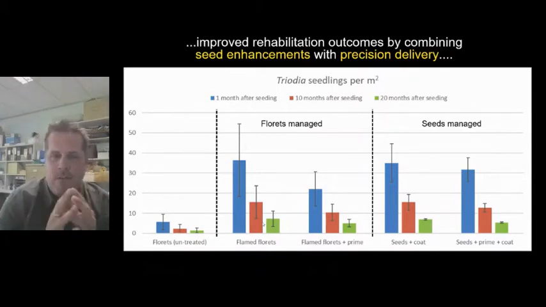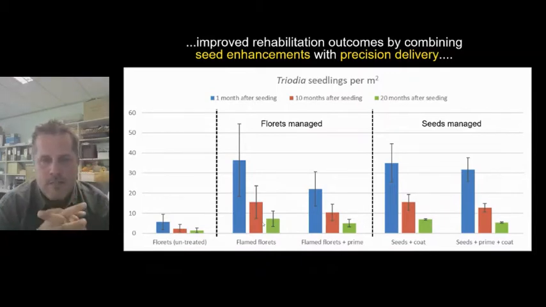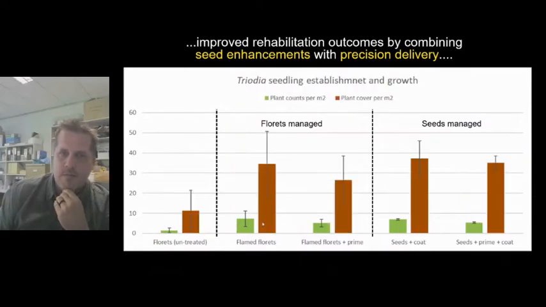As you move into managing florets, so the next 2 sets of bars, we've got flame florets and flame florets plus the priming, so the smoke chemical, and the next set of bars being seeds managed, which is cleaning them out of the floret down to seeds and then hitting them with the priming or the smoke chemical again. We're getting a 5 to 6-fold increase in initial seedling counts where they're surviving for at least 10 months and all the way through to the 20-month period.